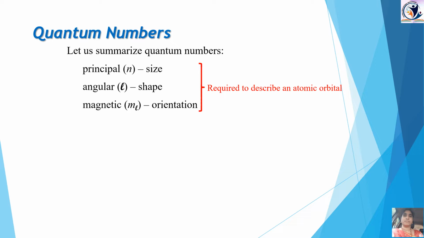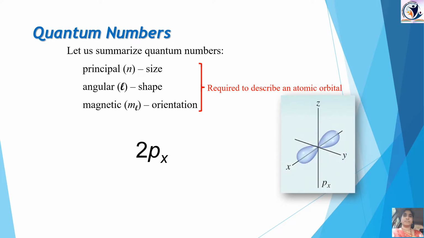So, if any electronic configuration is given, how do we find out how these three are related to it? Let us see with an example. Here is an orbital which belongs to the second shell, a 2px orbital. If 2px is given, what does the 2 stand for, what does the p stand for, and what does the x stand for? Let us see. 2 stands for the principal quantum number n equals 2. In the sense, the electron is in the second shell.